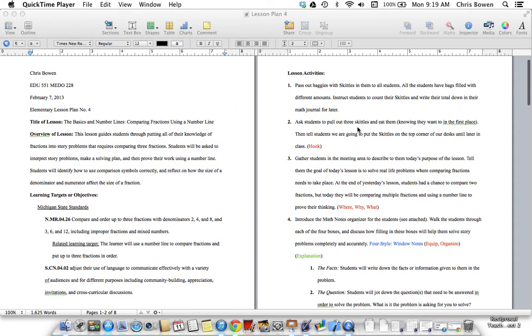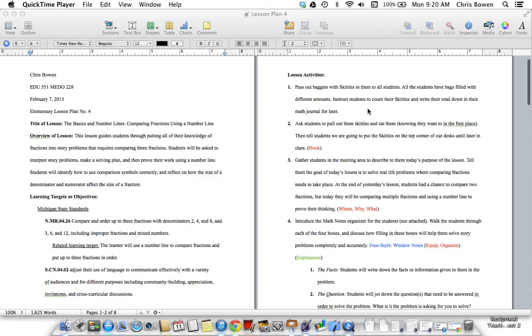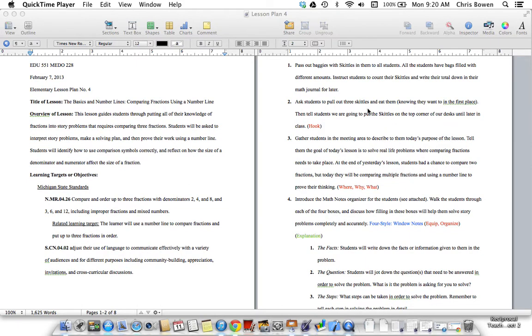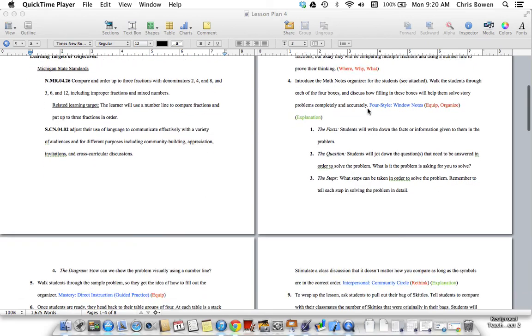of a fraction. The lesson begins and ends with students having bags of Skittles and having them eat 3 Skittles at the beginning, because we do all know that they'll want to eat them. And this will come full circle at the end on why eating 3 will help them discover the size of a denominator. As this lesson goes through, students will use the 4-style strategy of window notes.